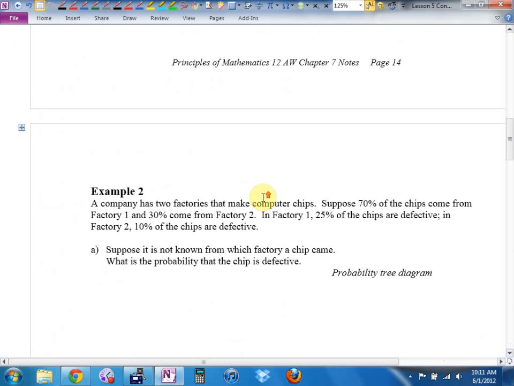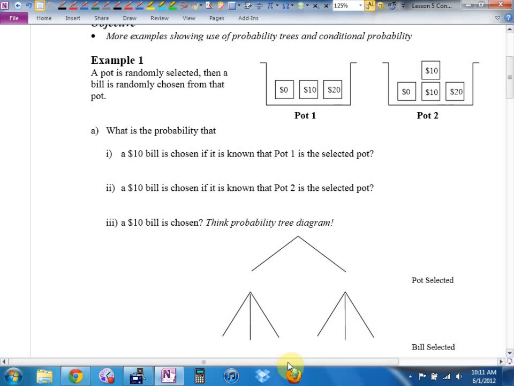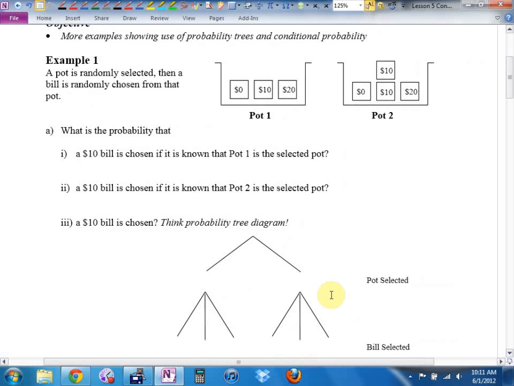Go back to the front of the lesson. So example 1. A pot is randomly selected. There are 2 pots to pick from. And then a bill is randomly chosen from that pot. So there are 2 events. We're going to pick a pot, pick a bill. All right, let's do a tree and then let's answer the questions.